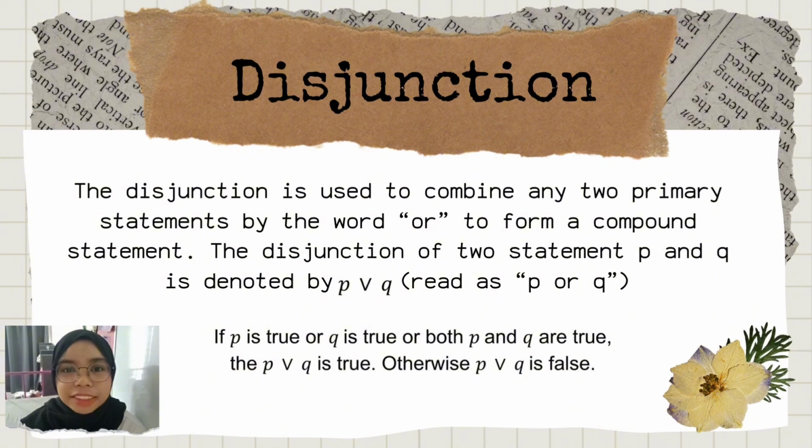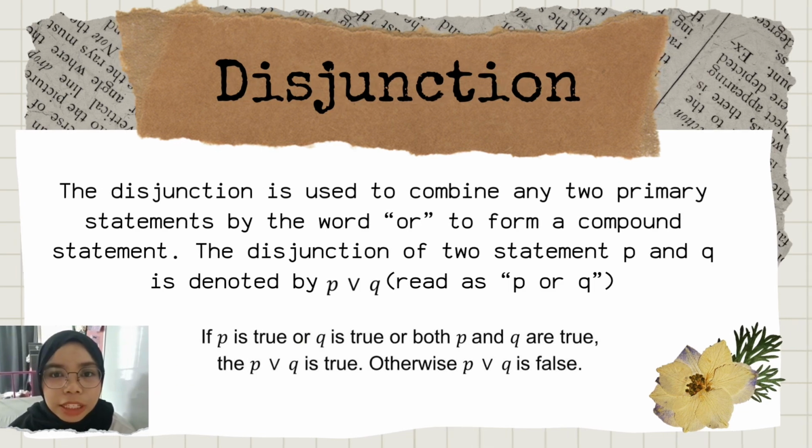Otherwise, it is false. Now I will explain disjunction. Disjunction is also used to combine any two primary statements by using the word or to form a compound statement. The disjunction of statements P and Q is denoted by P or Q. The truth value of disjunction is determined by: if P is true or Q is true, or both Q and P are true, then P or Q is true. Otherwise, P or Q is false.